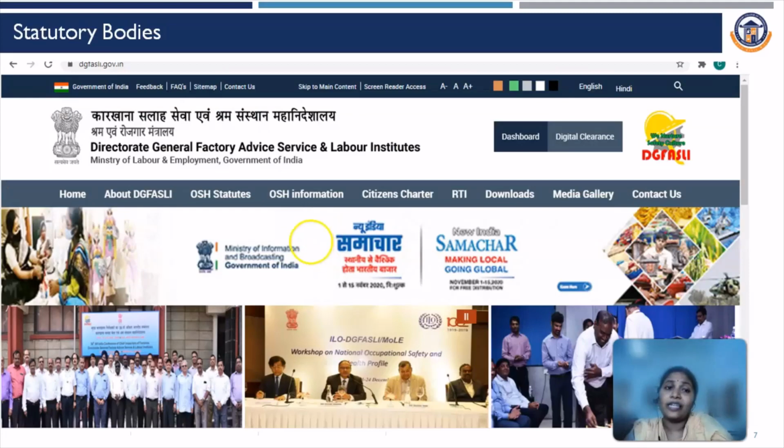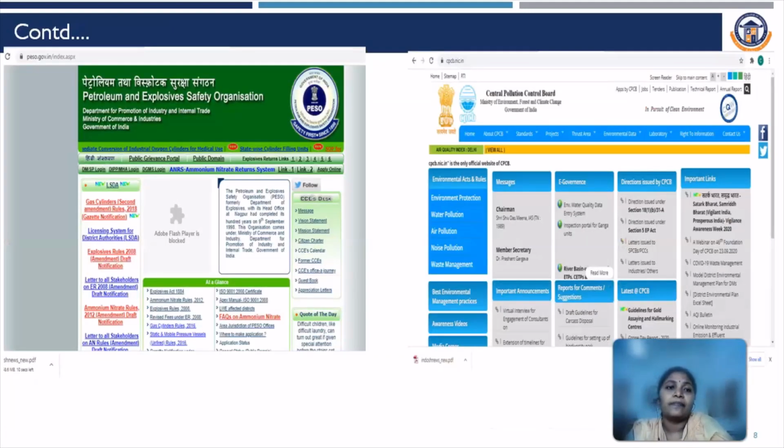And these are the statutory bodies pertaining to the Factories Act, Directorate General Factory Advice Service and Labour Institute. DGFASLI is the authority who can make amendments in the Factories Act. This is the official website of DGFASLI. And we have PESO, Petroleum and Explosive Safety Organization, and CPCB, Central Pollution Control Board. So the screenshot shows the official website of PESO as well as CPCB.